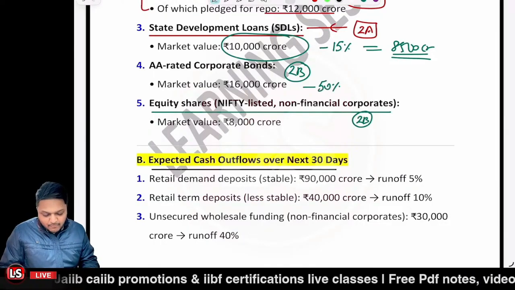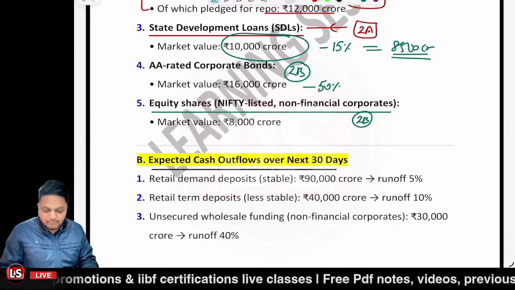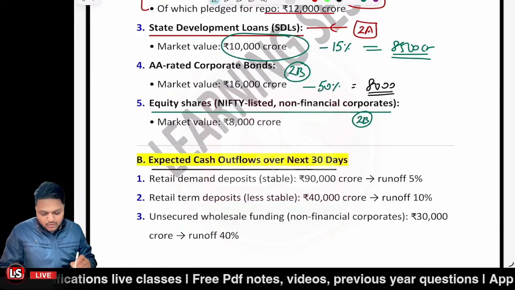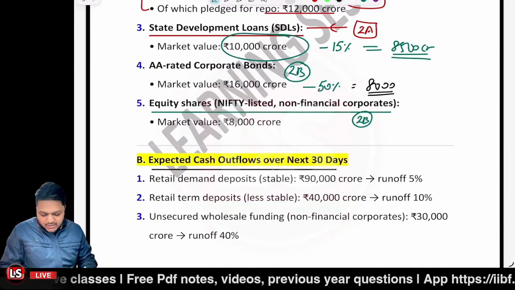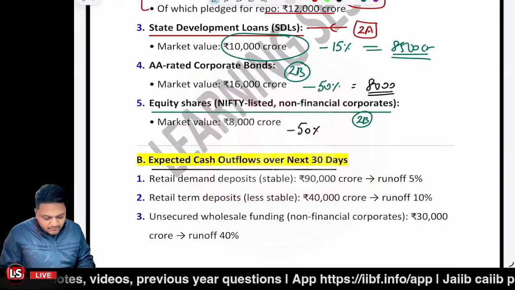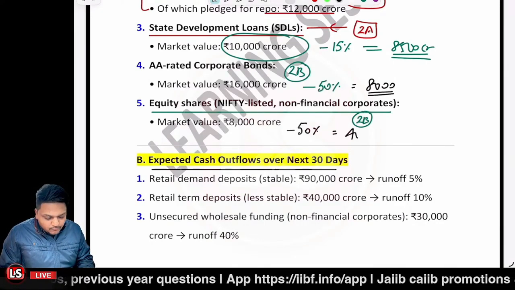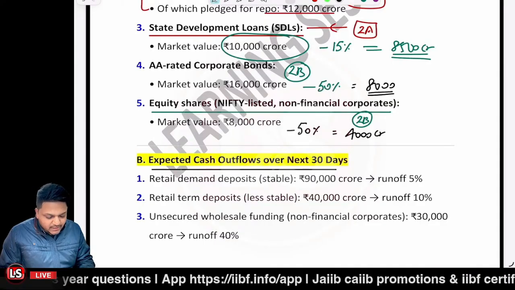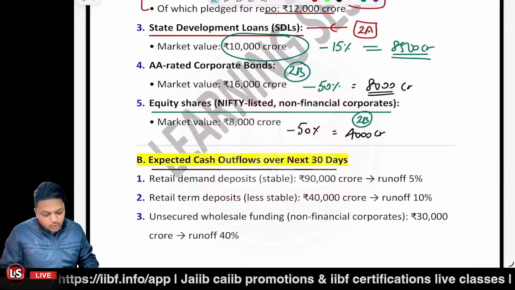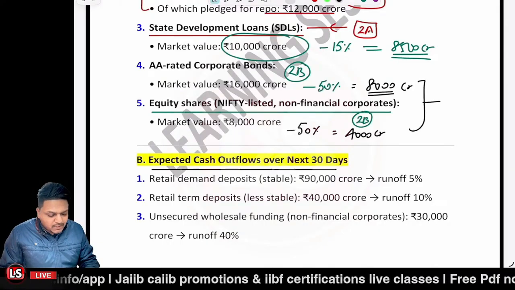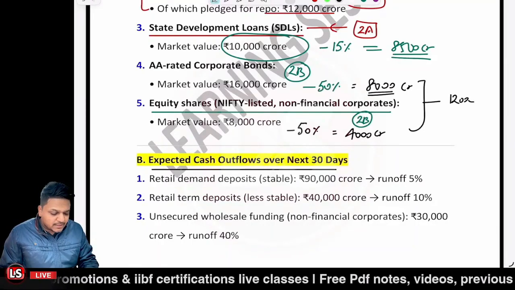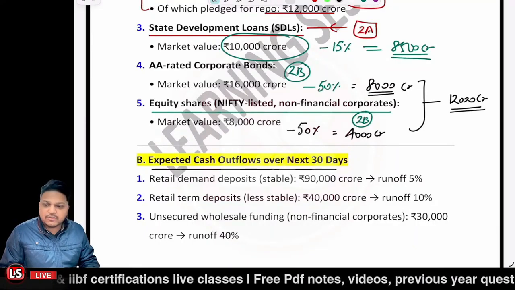So for AA rated bonds, 16,000 crores minus 50%, that will be 8,000 crore. And for the equity shares market value, minus 50%, that will be equal to 4,000 crores, right? So this is the value that we need to consider. So the total level 2B assets would be equivalent to 12,000 crores. But there were some restrictions.